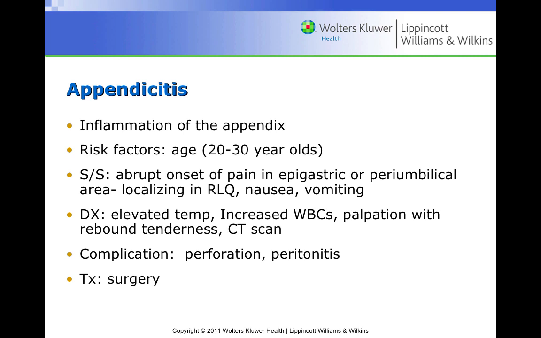Appendicitis would be a young person's disease. Think of this as happening as an inflammation or infection of the appendix, happens between the age of 20 to 30. It is an abrupt onset of pain around the belly button area, usually localizing to the right lower quadrant, accompanied with nausea and vomiting. The diagnostics that we see would be an elevated temp, increased white blood cells, consistent with infection. Upon palpation of the abdomen, we would see rebound tenderness, and the treatment is surgery to get this out of the body before it perforates and creates a peritonitis situation.